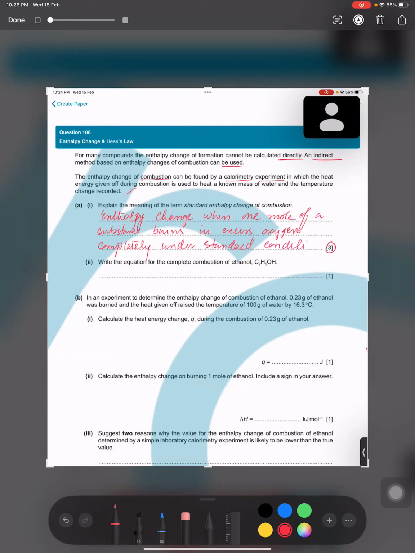So bacho, you need to write this to get 3 marks, and all 3 important points over here are 1 mole and in excess oxygen and under standard conditions. So these 3 marking scheme words would give you 3 marks for that. All right, and then they are asking to write the equation for the complete combustion of ethanol.